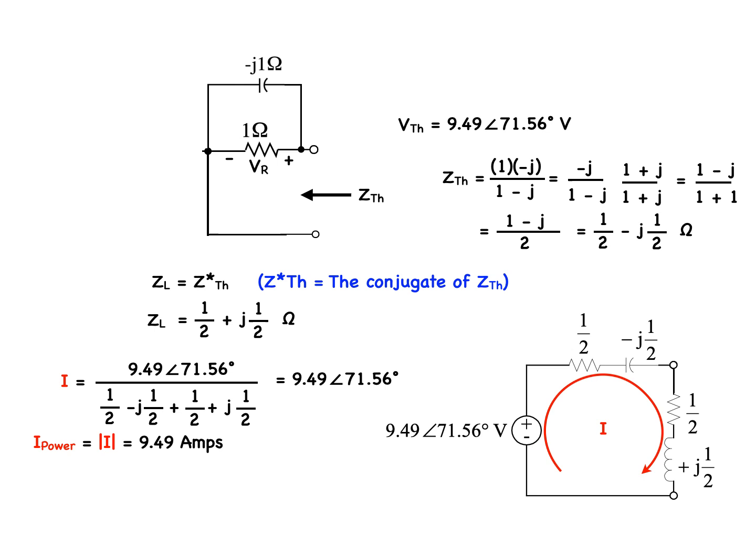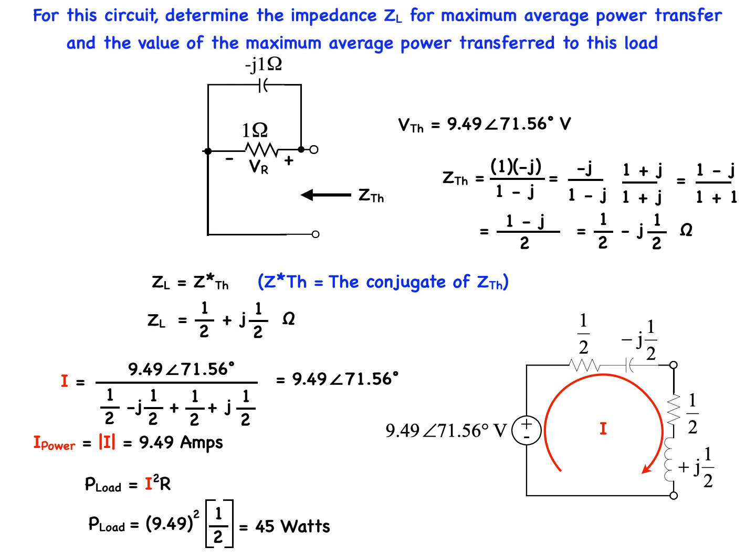Remember that the power delivered to the load is given by I squared R, which in actual terms is 9.49 squared times the load resistance, which is 1/2 ohms, and that is equal to 45 watts. And we're done.